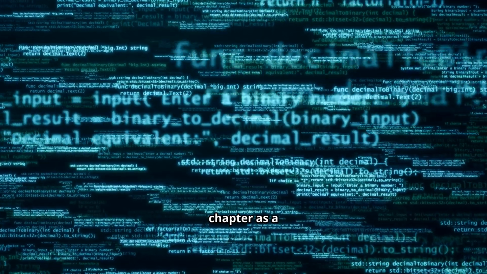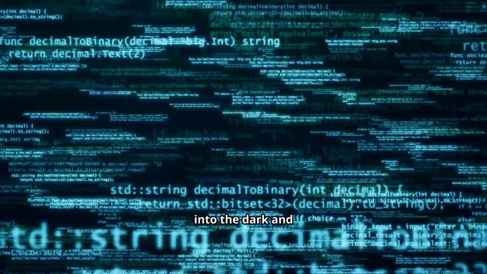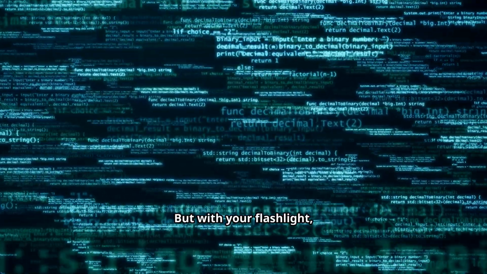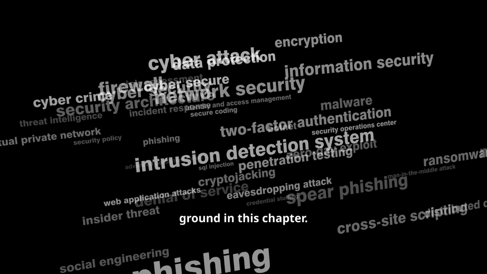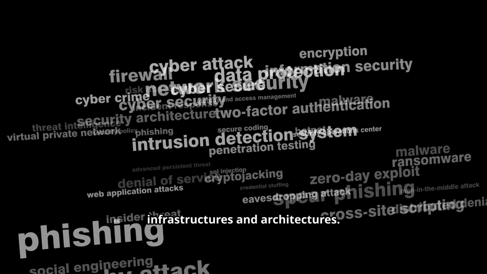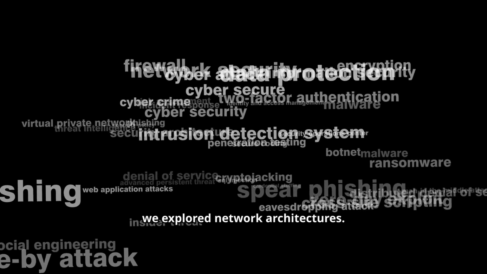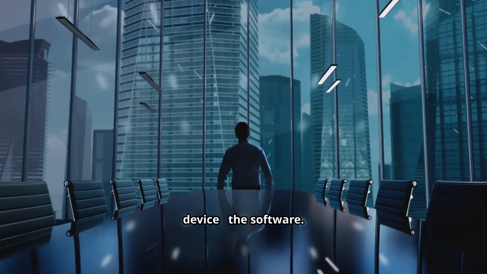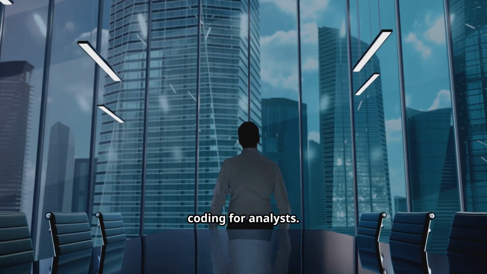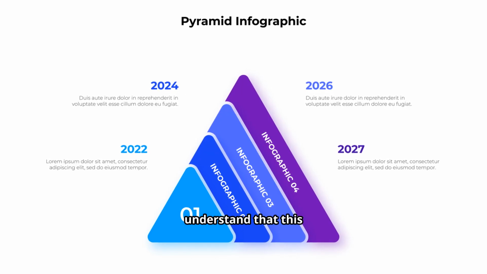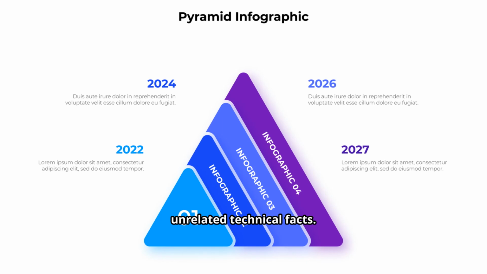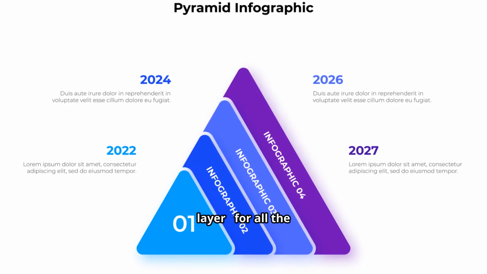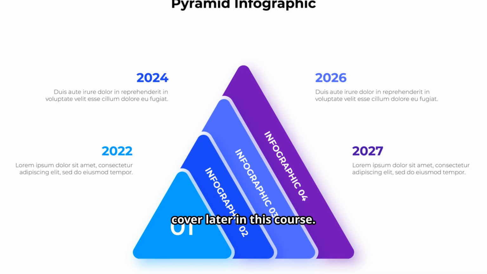Think of the knowledge from this chapter as a powerful flashlight. When you're thrown into the dark and confusing environment of a security incident, most people see shadows and chaos. But with your flashlight, you know where to point it. We have covered a massive amount of ground in this chapter. We started with infrastructures and architectures. Next, we explored network architectures. We took a special detour into operational technology. Then we dove into the heart of every device, the software. We then equipped ourselves with coding for analysts. It is incredibly important to understand that this chapter is not just a collection of unrelated technical facts. Every single concept we have discussed forms the essential substrate, the underlying layer for all the advanced analyst workflows we will cover later in this course.